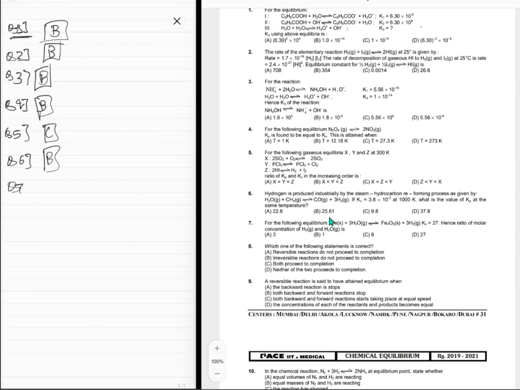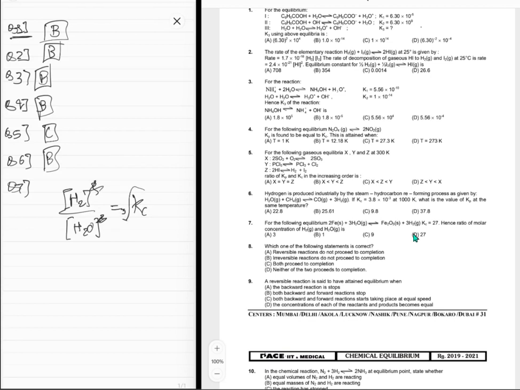Question number 7. For the following equilibrium, Kc is given; find the ratio of molar concentration of H2 and H2O. Oh, so this thing is solid and this is also solid. Ah, I understand what's happening. So it's just the concentration of H2 cubed upon the concentration of H2O cubed. That thing is Kc. So I just take the cube root of that.